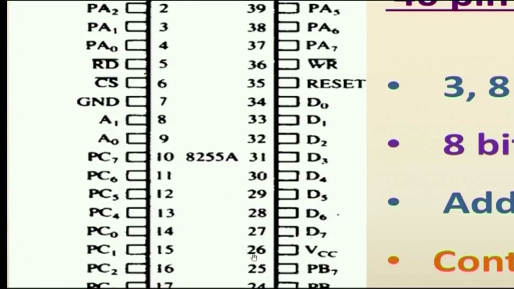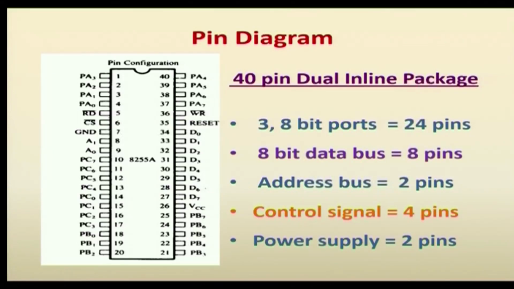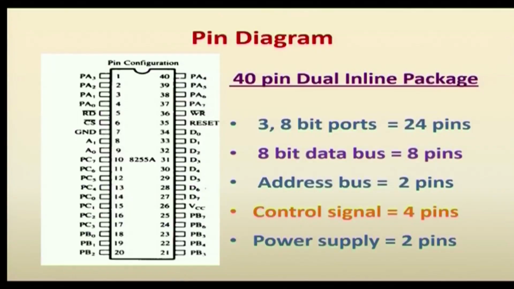So, 8255 is mainly used for parallel applications. It has three 8-bit ports, named port A, port B and port C, also denoted as PA0 to PA7, PB0 to PB7 and PC0 to PC7. Then it has 2 power supply signals, VCC and ground. It has 4 control signals: read bar, write bar, CS and reset. Read and write are used for the IN and OUT instructions. CS is used to select the chip and reset to clear the control register. Then it has 2 address lines, which are used to decode the port addresses, along with 8 data lines for data transfer.